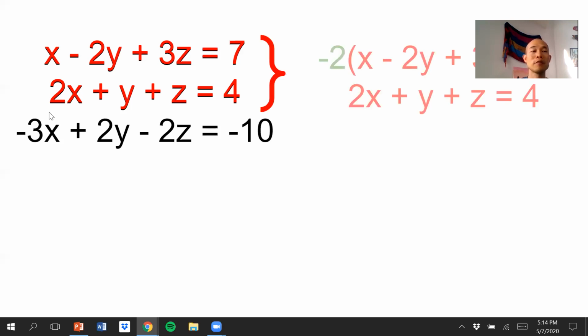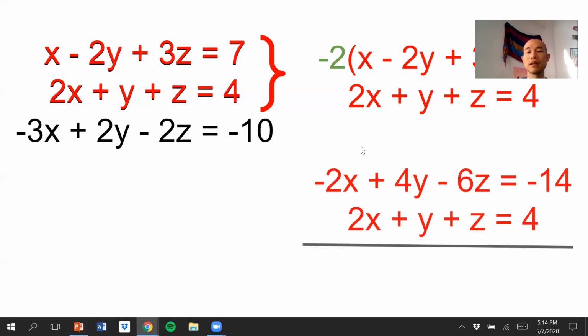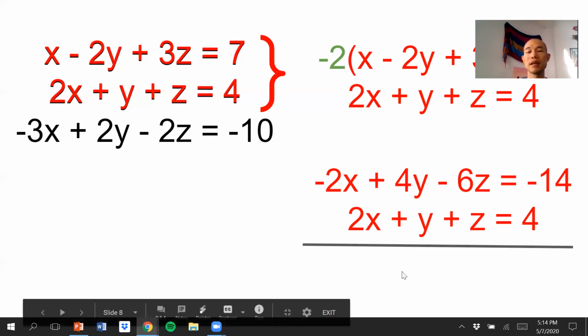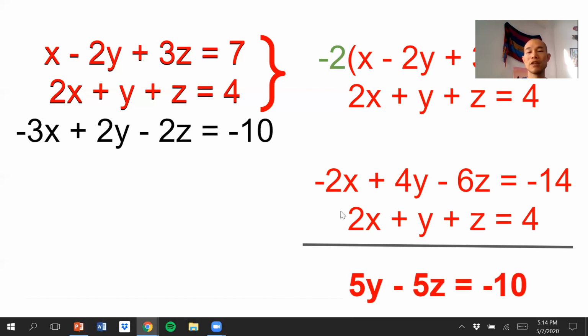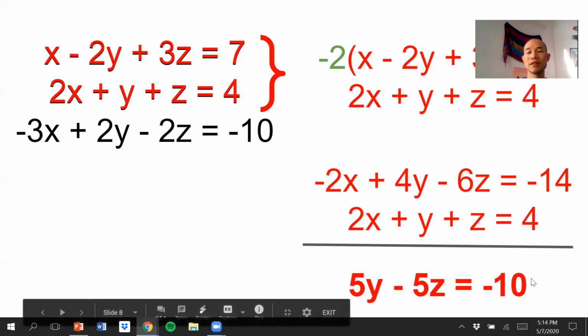And if we look at that, and if we want to eliminate the x's, it looks like if we multiply the top by a -2, then the x's will eliminate when we combine like terms. So it might look like this after we multiply the top equation by -2. And now we can go ahead and combine like terms, and you'll see that all the x's are gone, and we're left with 5y minus 5z equals -10. Cool.